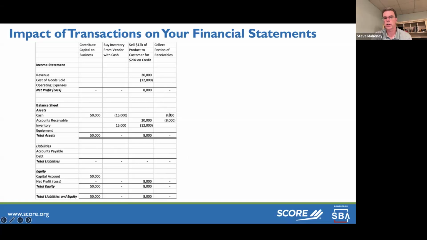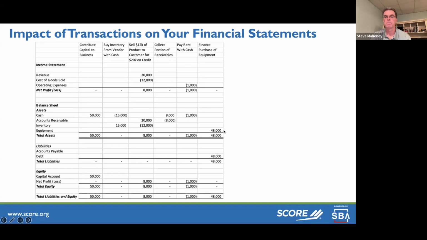Let's say you collect a portion of those receivables, your cash goes up, your receivables go down. Again, not an income statement impact. You haven't sold anything or expensed anything. You just collected a receivable. You pay your rent with cash, similar type thing. You've got an operating expense of $1,000. Your cash goes down, your equity goes down because you had an expense to your income statement.